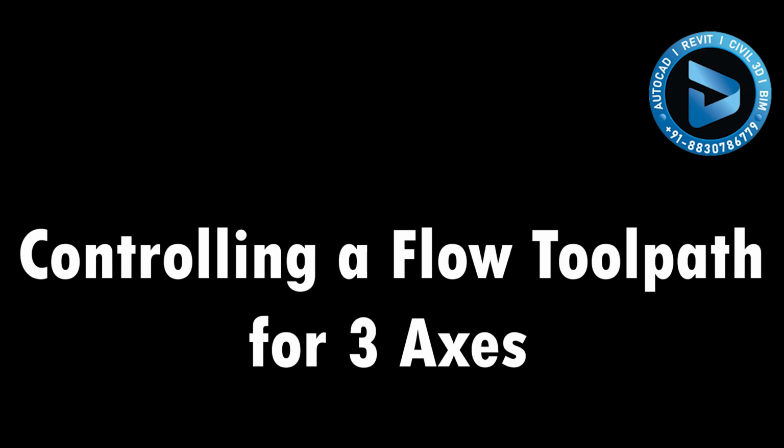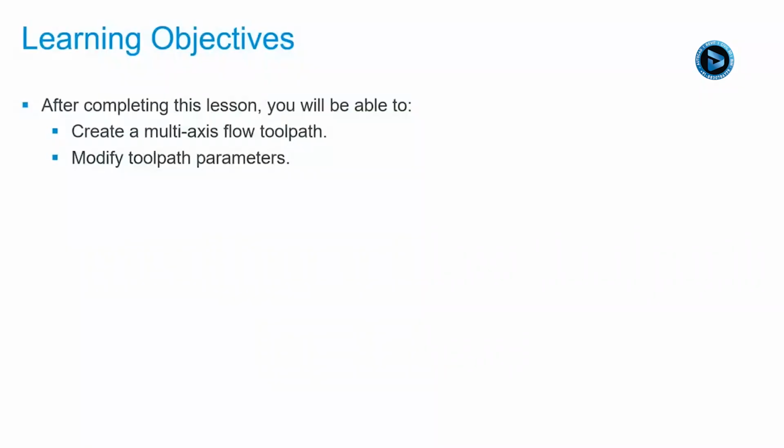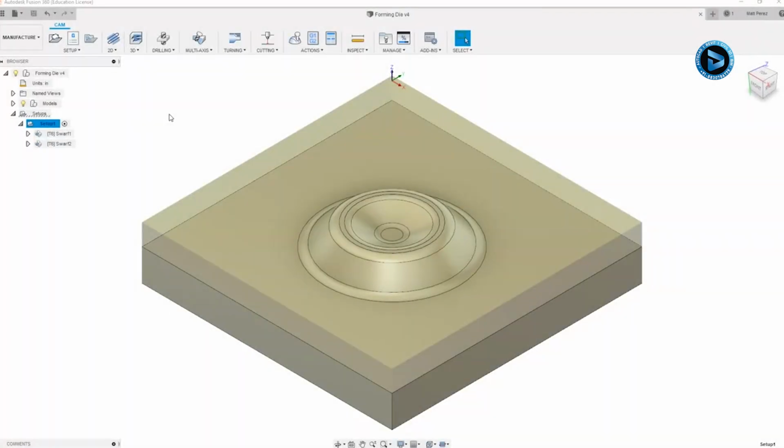In this lesson, we'll be controlling a flow toolpath for 3 axes. After completing this lesson, you'll be able to create a multi-axis flow toolpath and modify toolpath parameters. For this lesson, we're going to carry on using our forming die part. We want to explore looking at multi-axis flow.